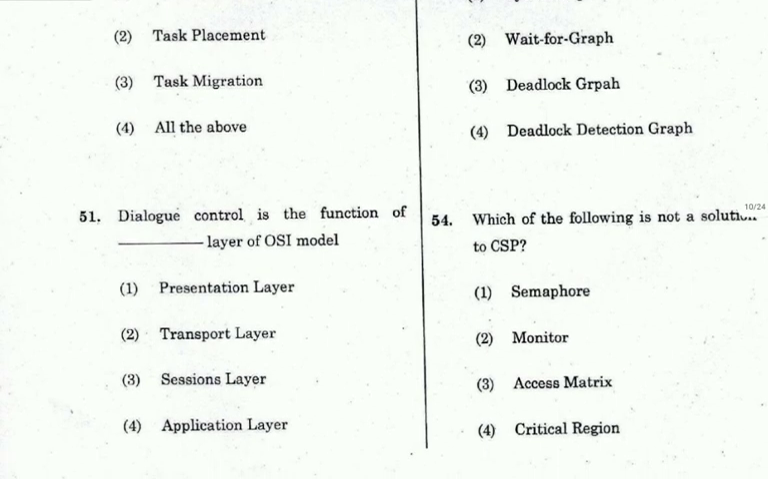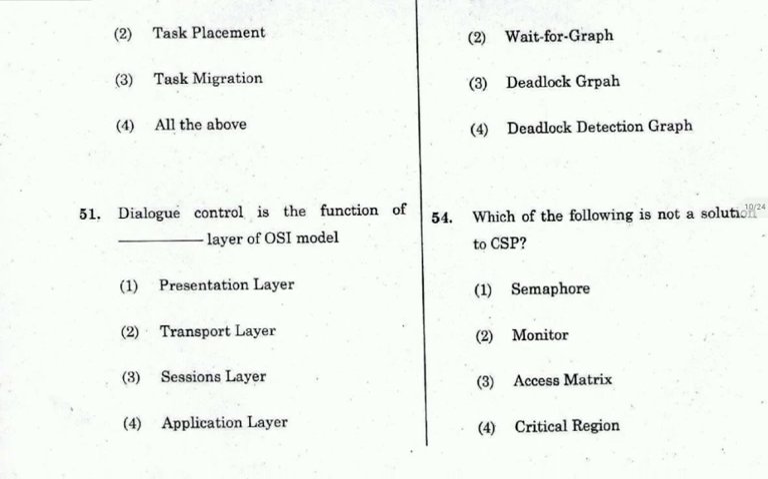Dialog control is the function of which layer of the OSI model? Dialog control is the function of the session layer, which manages communication sessions between devices. It ensures that dialogues are established, maintained, and terminated properly. So option 3 is the correct answer.